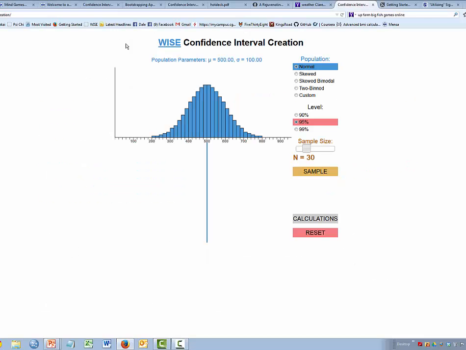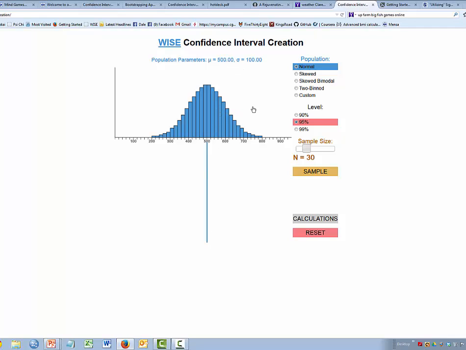We have it loaded already. So this is what the applet looks like. The first thing to notice is the blue distribution is a representation of the population. In this example, the population mean is 500 with a standard deviation of about 100. In fact, the parameters are given up here: the mean of 500, standard deviation of 100.